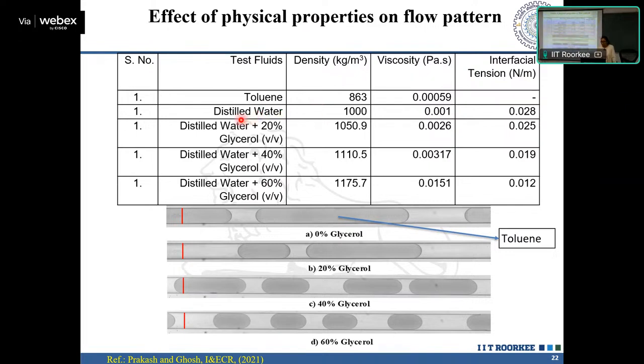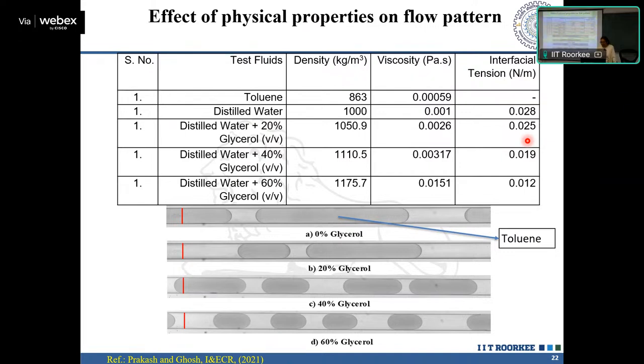First one we have performed with toluene and water, second one toluene and distilled water mixed with 20% of glycerol. So what does it change? It changes the density. Though the density is close by, it changes viscosity as well as interfacial tension. Further we add 40%. So again, the density changes, it becomes more viscous and interfacial tension goes down. So we now have 4 pairs. First this one, second this one, third this one, and fourth this one.